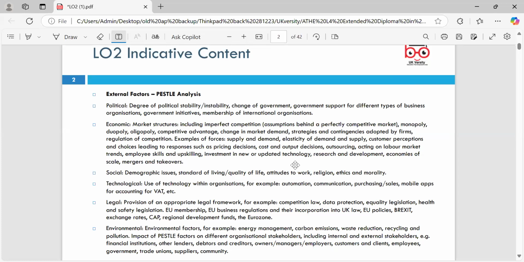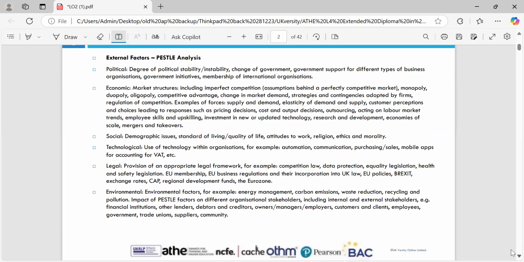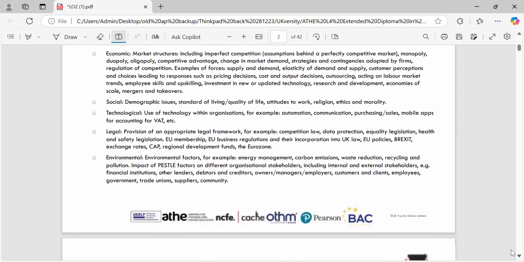Social is about demographic issues which we need to look around. The trends in society, like online shopping, our ethics and moralities, the fashion, we need to look around. Technology, we need to think about AI, artificial intelligence, machine learning, blockchain. These are fast growing technologies, and mobile apps and accounting software.